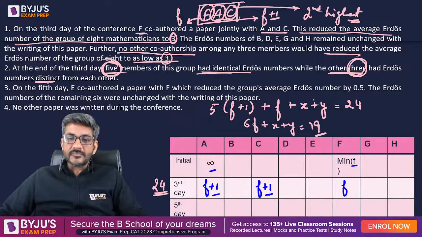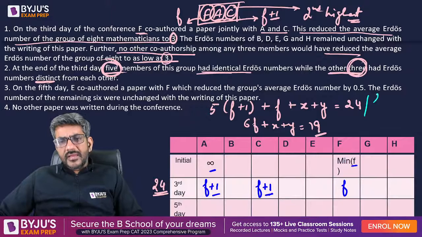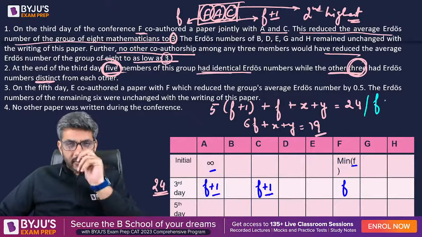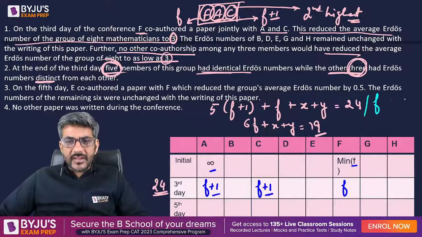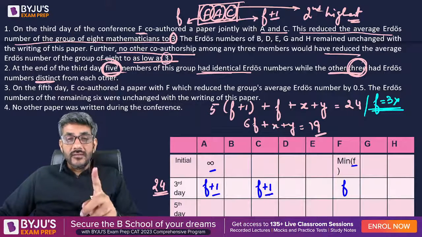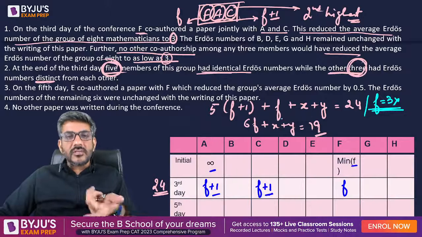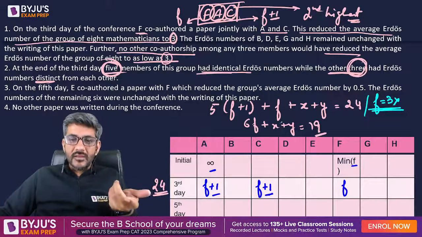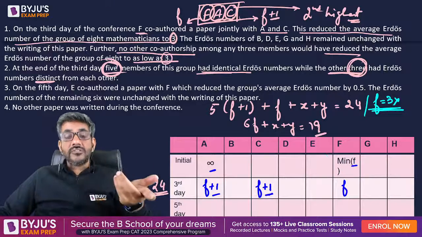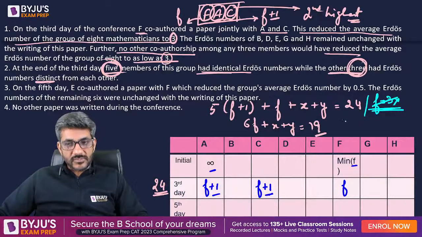Okay. Now, let's try to figure out what F can be. Can F be equal to anything above 3? Of course not. Then X and Y would come out negative. Can F be equal to 3? I would say no, because if F is equal to 3, 6 into 3 is 18, so X plus Y will become 1. Sum of two numbers is 1. Of course, one of them must be 0, the other one must be 1. That is the only way. But F is the smallest LDOS number among them. How can someone else have 0 or 1? So F equal to 3 is not possible.